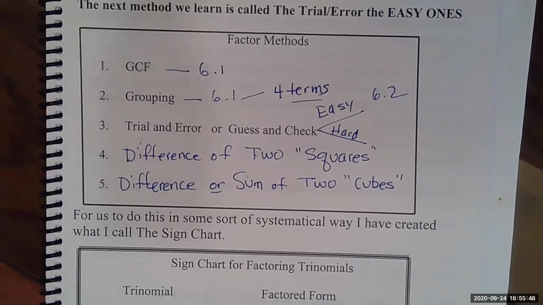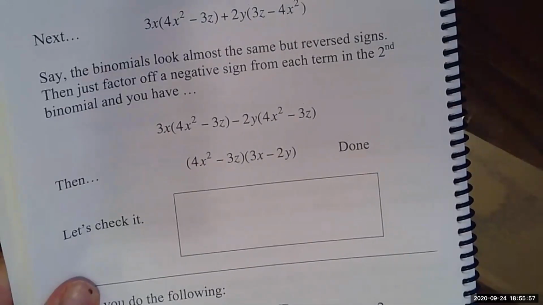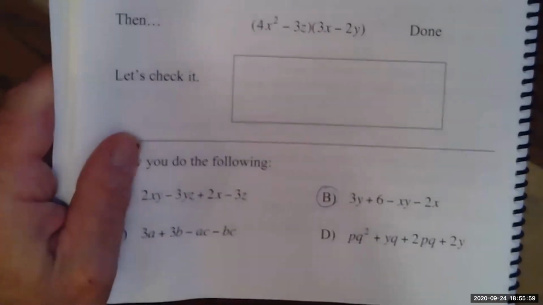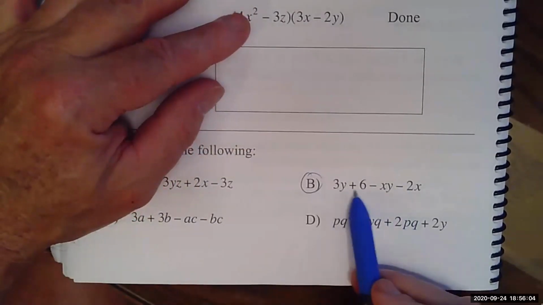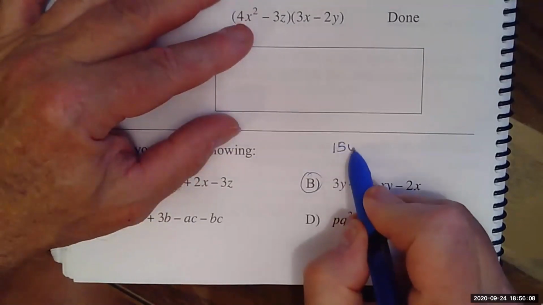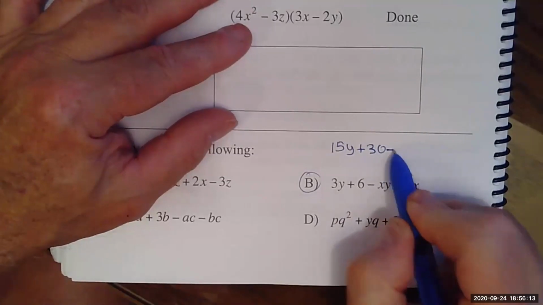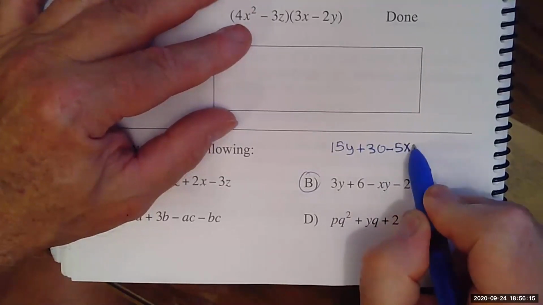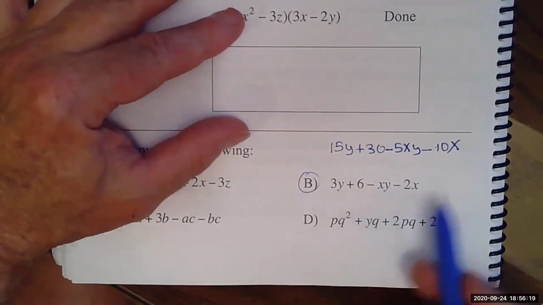Here, I'll show you some. Okay, I'm going to modify B. I'm going to multiply all this by 5. So my new modification is 15y plus 30 subtract 5xy minus 10x. Okay, I'm not going to do this one.